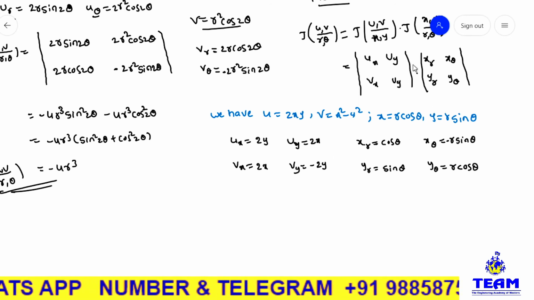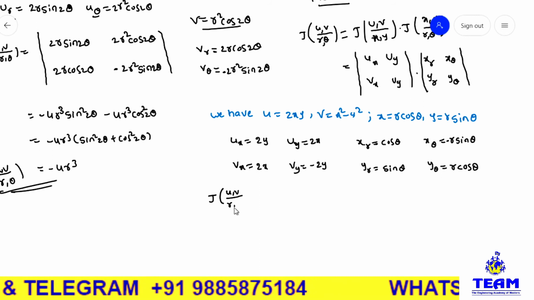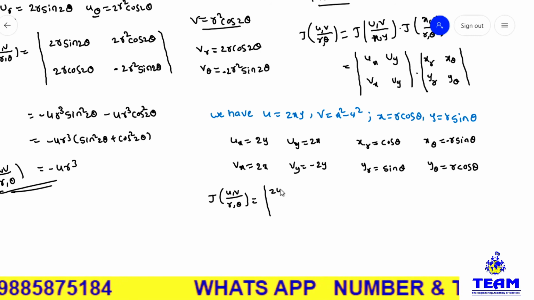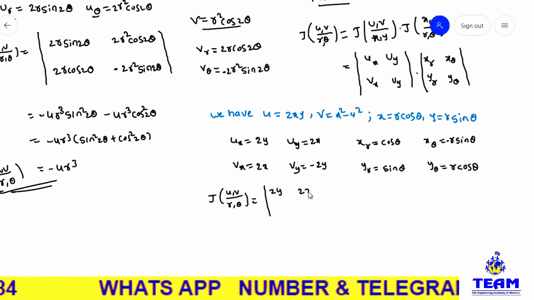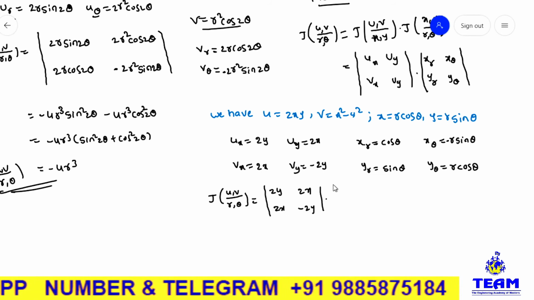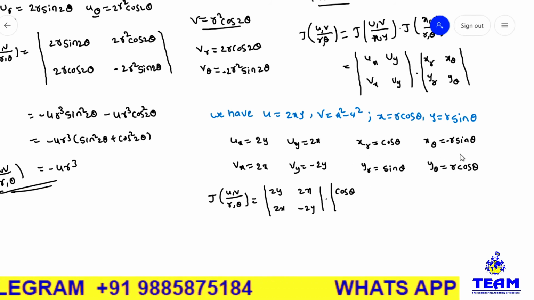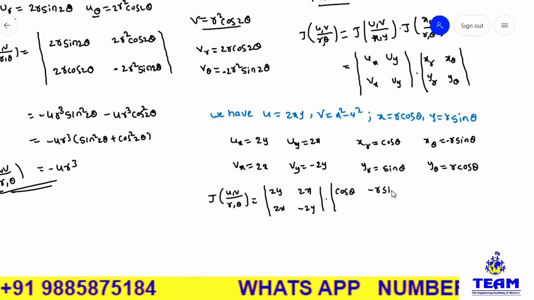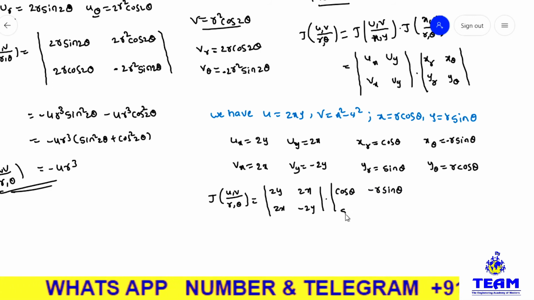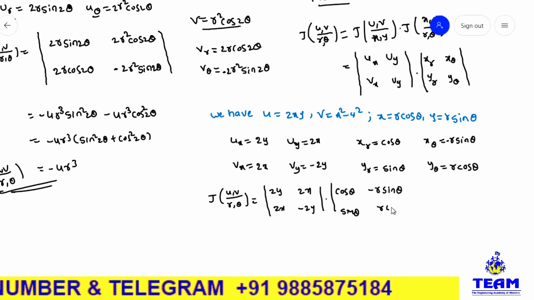Now I need to substitute in this determinant. Then the Jacobian of u, v with respect to r, theta is equal to the determinant of ux is 2y, uy is 2x, next vx is 2x, vy is minus 2y, into next x r, that is dou x by dou r, which is cos theta, dou x by dou theta is minus r sin theta. Next dou y by dou r is sin theta, and dou y by dou theta is r cos theta.